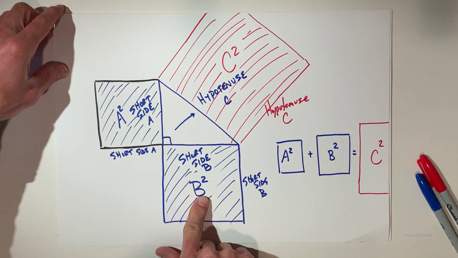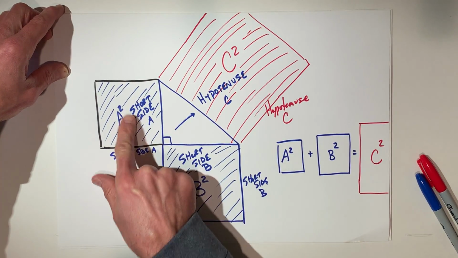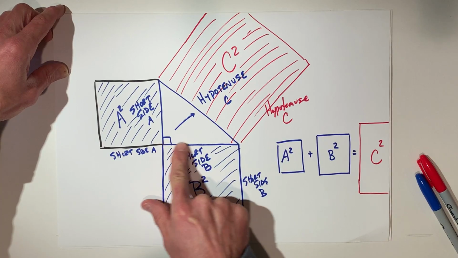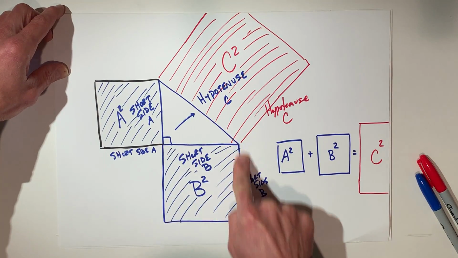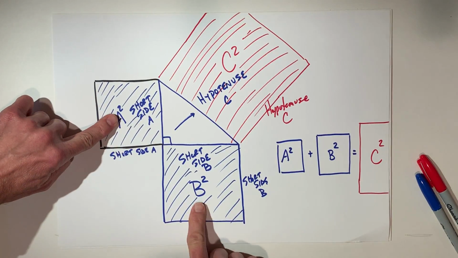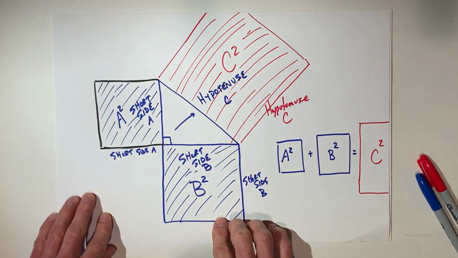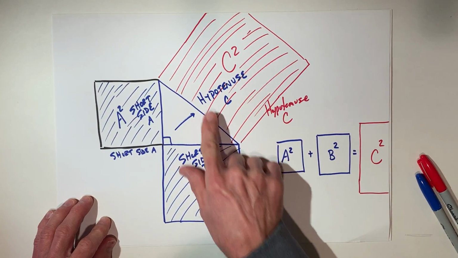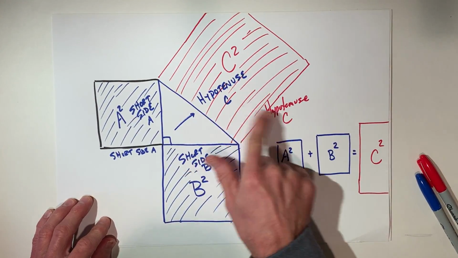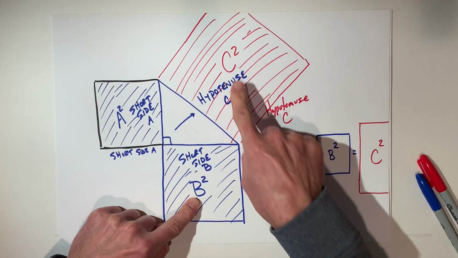The short sides, if we made a square out of them, we would get short side A times A, which is A squared. And we would have short side B times itself, because it's a square, so B times B is B squared. And then we talked about how we could take these two and add them together, and it would always give us our longest side, which we called the hypotenuse C, or just C times C, which is C squared. So A squared plus B squared always equals C squared.